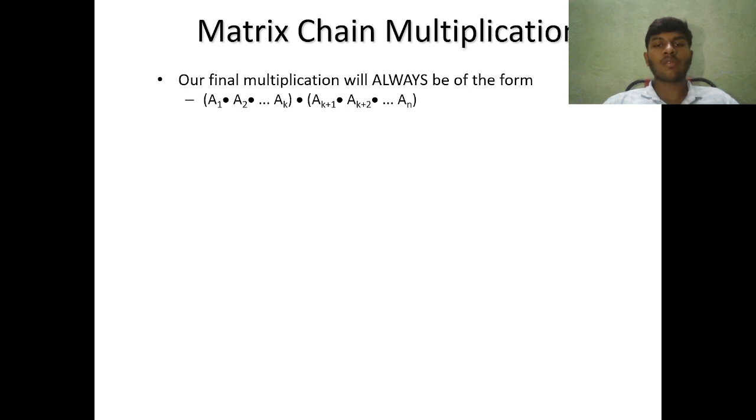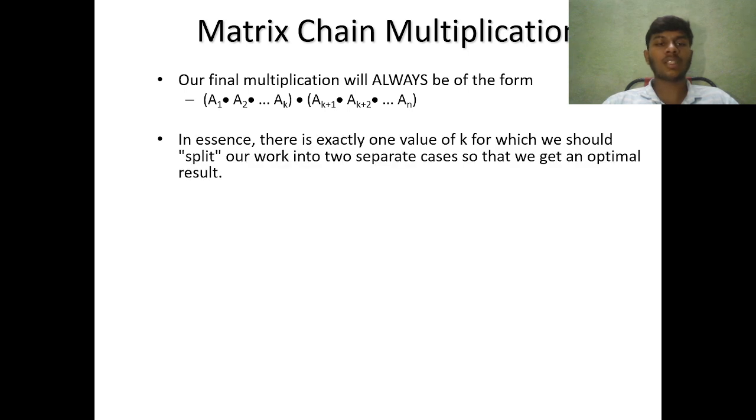Our final multiplication will always be of the form A1 into A2 and so on up to AK, multiplied with AK plus 1 into AK plus 2 and so on up to AN, and these two results are multiplied with each other. In essence, there is exactly one value of K for which we should split our work into two separate cases so that we get the optimal result. So here is a list of the cases to choose from.